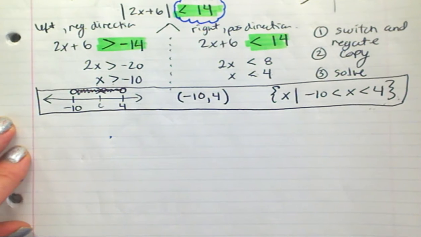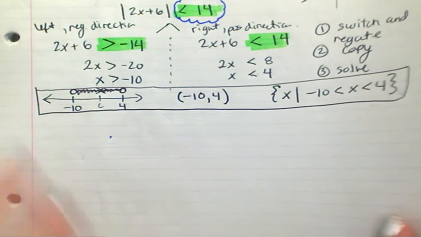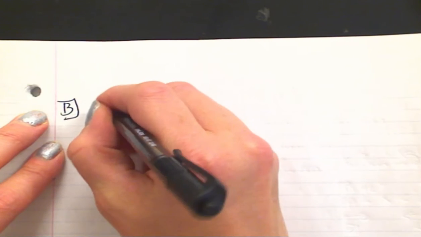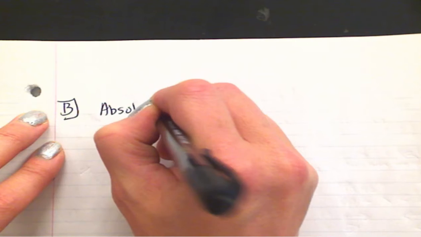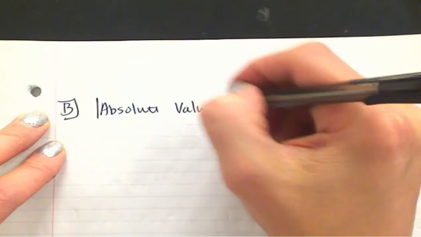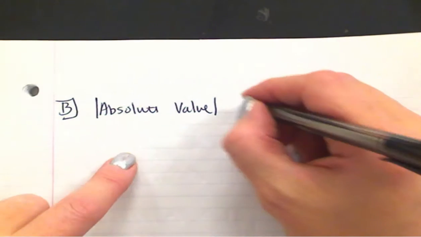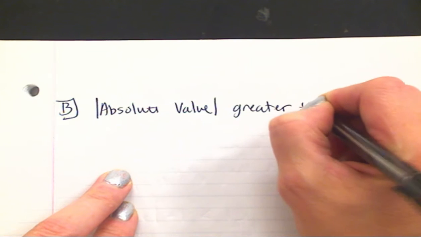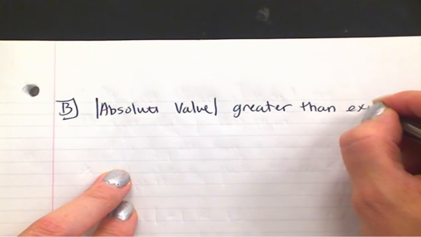B. Okay, I'm just going to slip just so that I can write bigger. You guys probably have plenty of room. Okay, absolute value greater than, okay, than an expression.